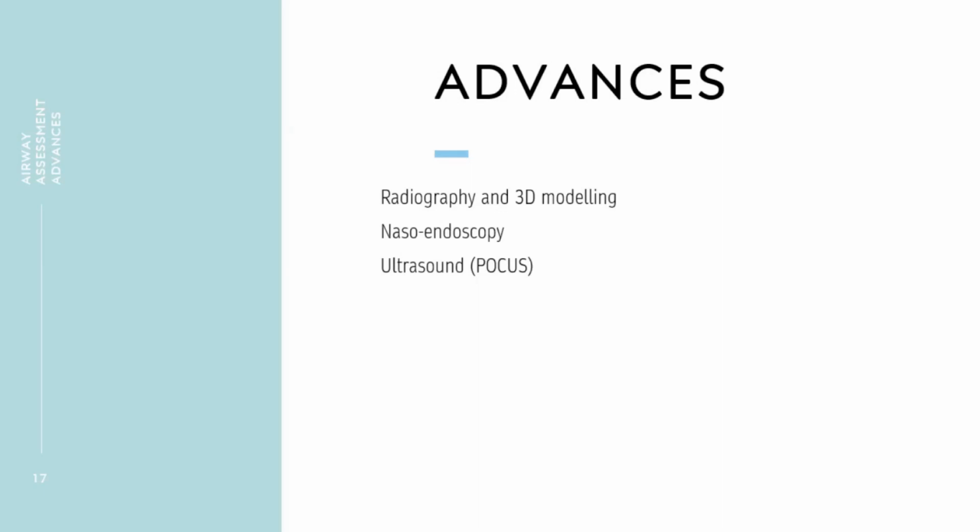And the third one is ultrasound. Ultrasound can be used for pre-airway management, intra-airway management, and post-airway management. In pre-airway management, we can assess the thickness of the tongue, which correlates to our Mallampati classification. So the relation of pharyngeal volume to tongue volume can be assessed.